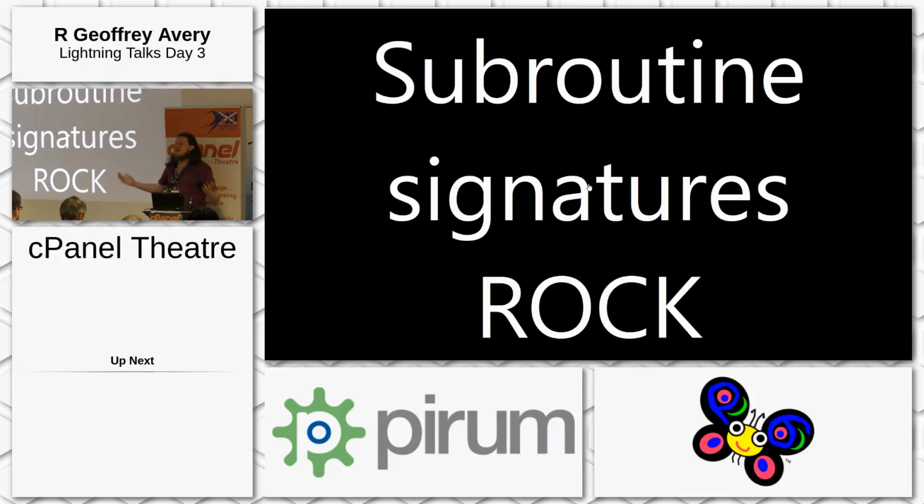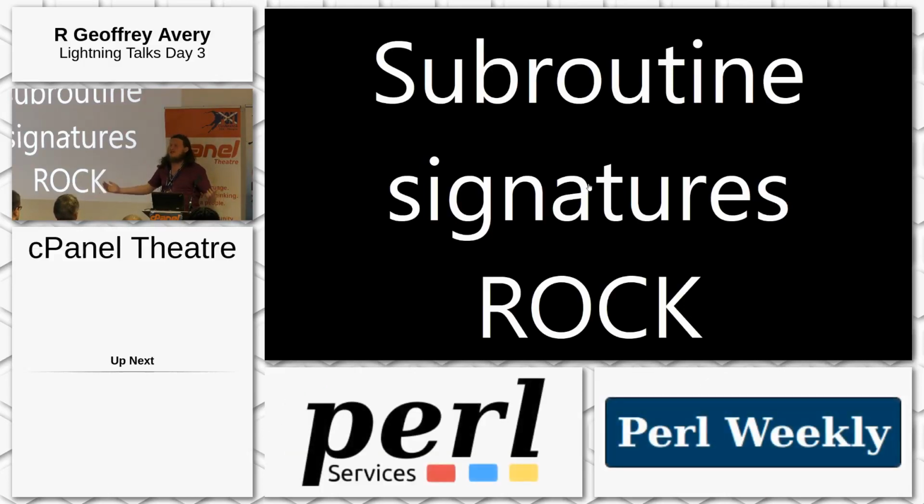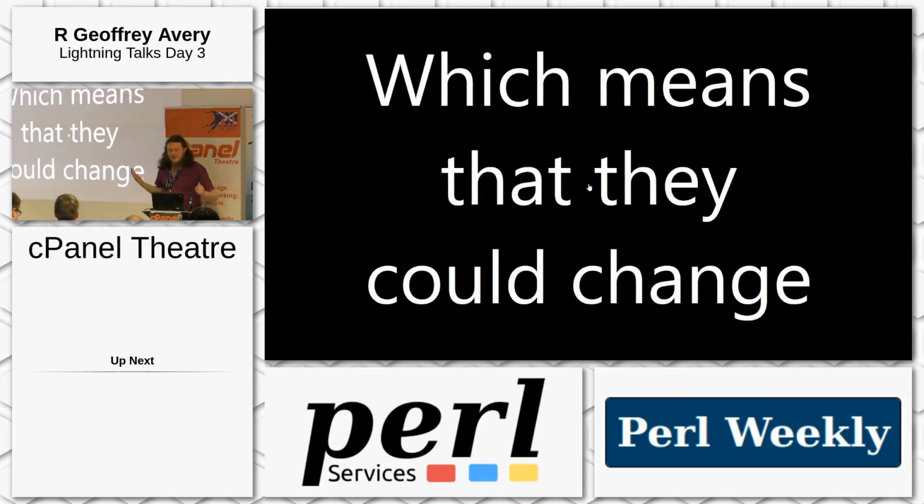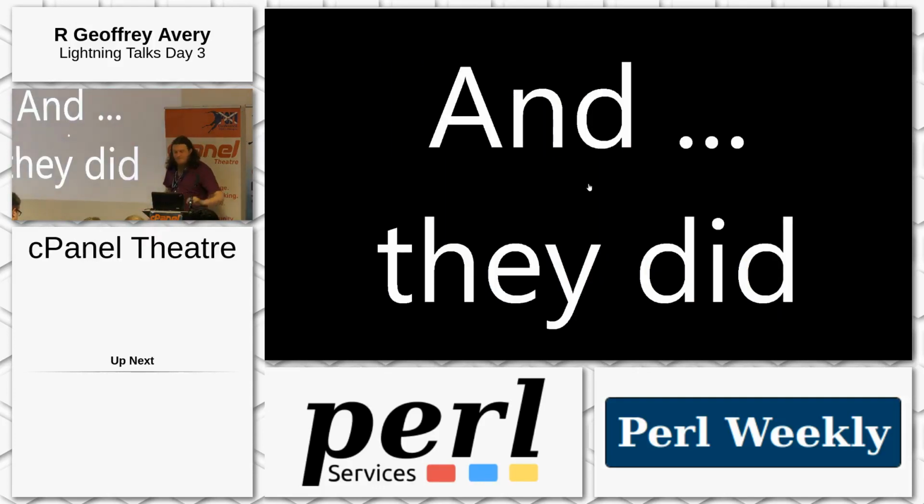Subroutine signatures, experimental signatures, they're fantastic. It's so much prettier, much more pleasant to work with, right? But alas, they are still experimental, which means that they can change. So you have to be prepared, if you're going to use them, that you may have to modify your code at some point. And they have changed.